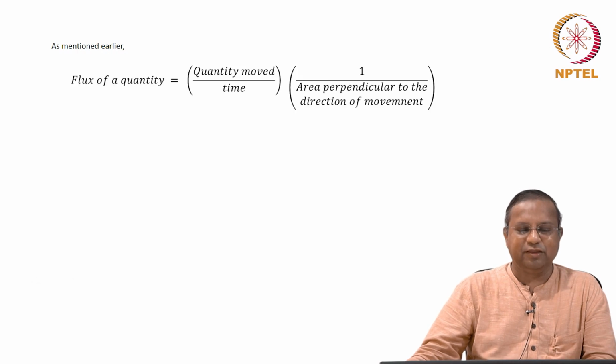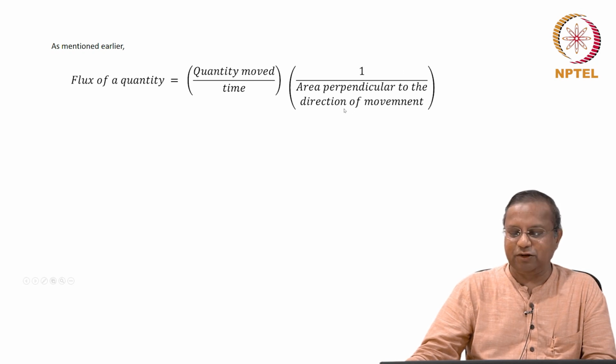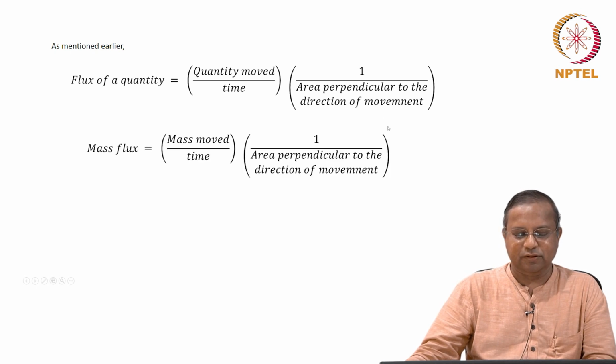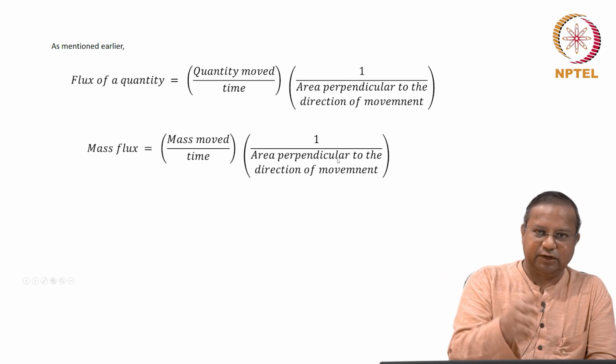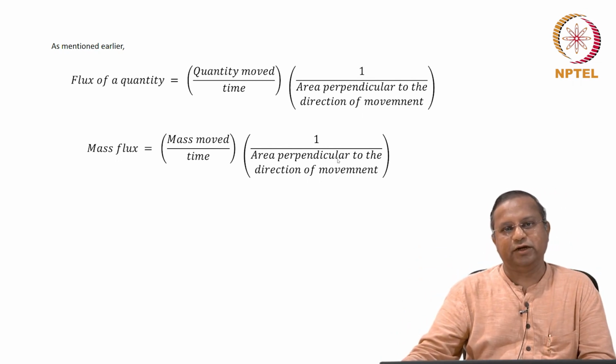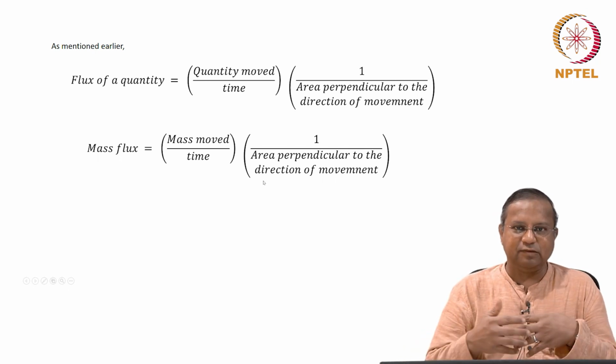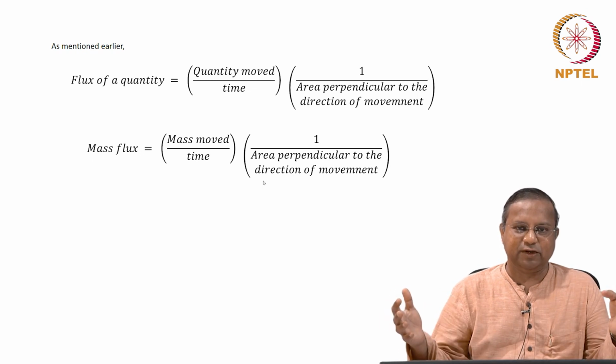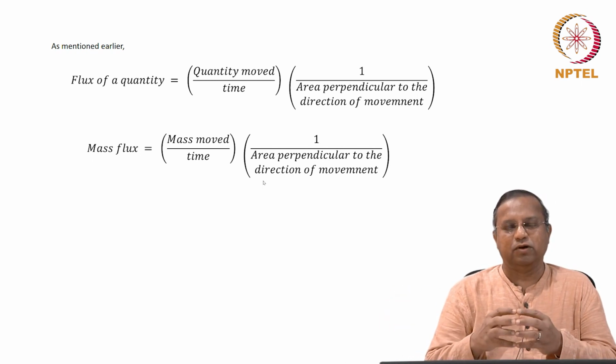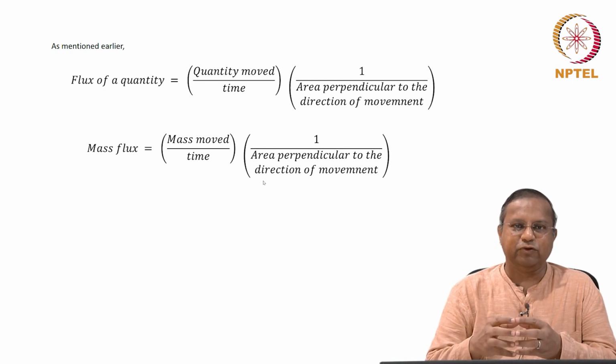We have already seen that flux of a quantity, a conserved quantity in this case, is the quantity moved per time normalized with respect to the area perpendicular to the direction of movement. For example, mass flux is mass moved per time divided by the area. Suppose the mass is moving in this direction, the area that is perpendicular to the direction of motion of mass, that is mass flux. All our formulations are in terms of fluxes. That makes it easier to formulate across various things, and that is the reason why we are sticking to this quantity flux, and that is the historical development, and therefore, we are sticking to that quantity.